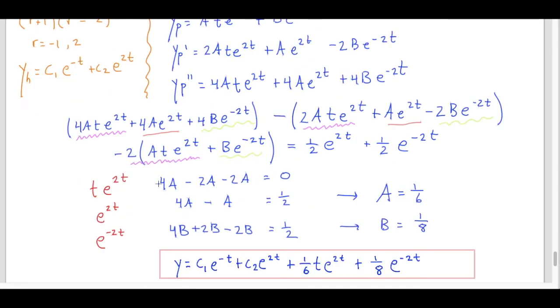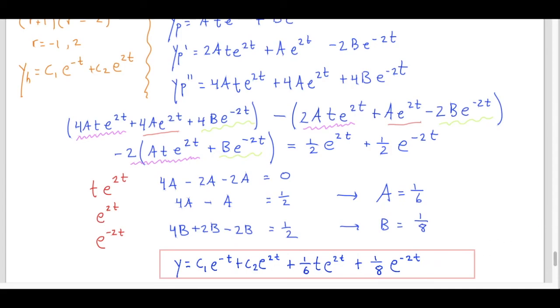Setting like coefficients equal gives me this system of equations here, which is pretty easily solved. I get these a and b values pretty directly. And then that allows me to state my general solution, which I have in this box here.